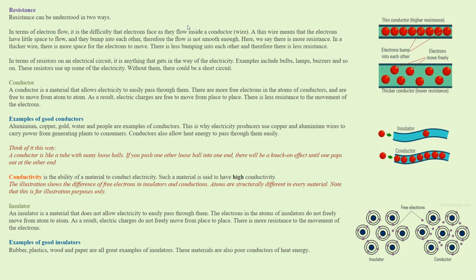Okay, so conductor, that's the thing that the electricity is flowing through, and normally this will be some type of metal or metal-like material. We know that water is a conductor and things like that. Examples of good conductors: aluminum, copper, gold, water, us. And that's one of the things you have to be really careful of whenever you're working with electricity. You do not want to become part of the circuit.